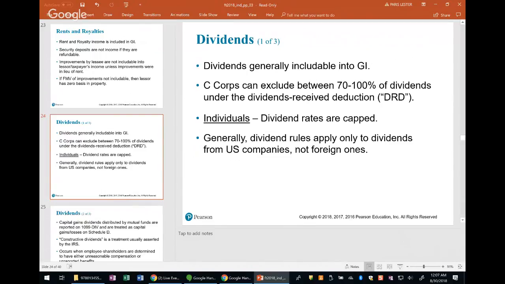Dividends are generally included in gross income. A C corporation includes 70 to 100, but that's second semester. Individual dividend rates are capped at 28%. Generally, dividend rules apply only to individuals from U.S. companies. All right, let's say you got $1,000 in dividends. The highest rate you'll probably pay is 15%. You may be in a 20% tax rate, so you're saving 5%.